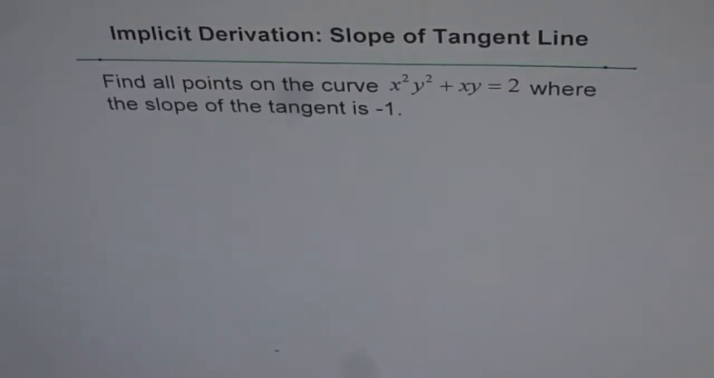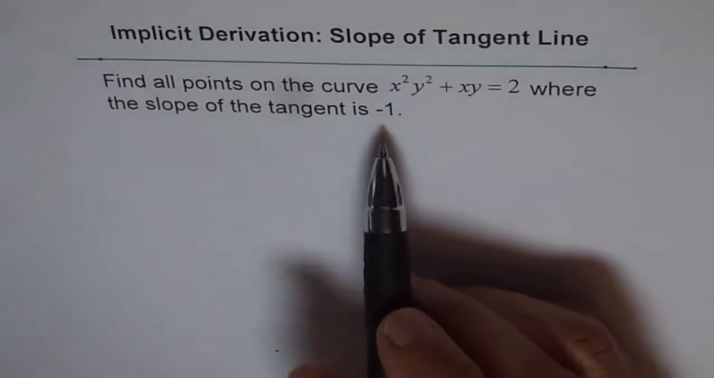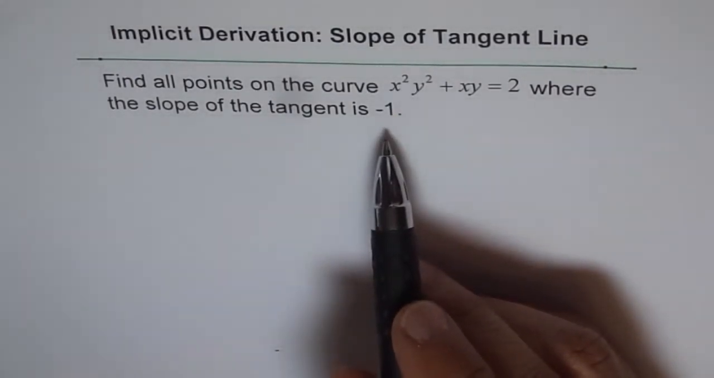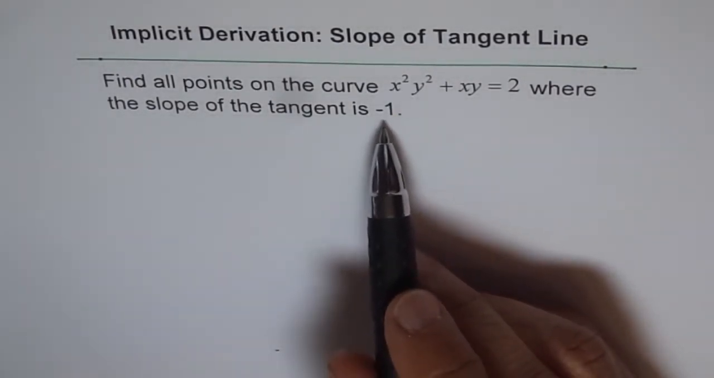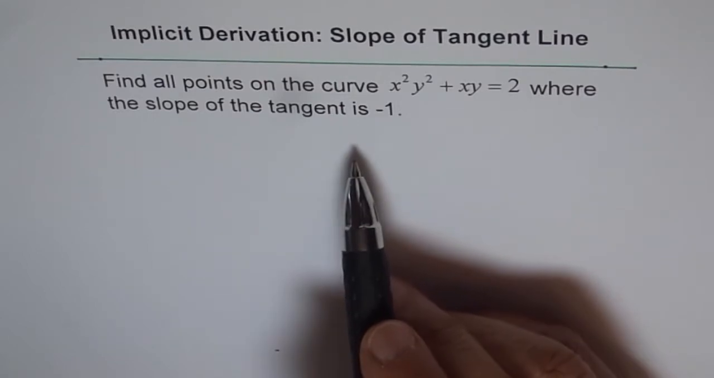Implicit derivation, slope of tangent line. Find all points on the curve x²y² + xy = 2 where the slope of the tangent is -1. In these kinds of questions, we have to find dy/dx and then equate it to -1 to find the values of x and y.